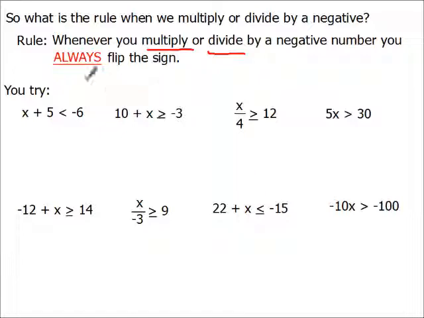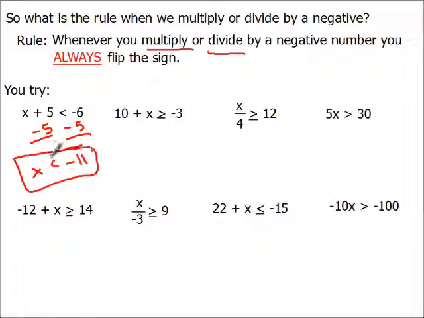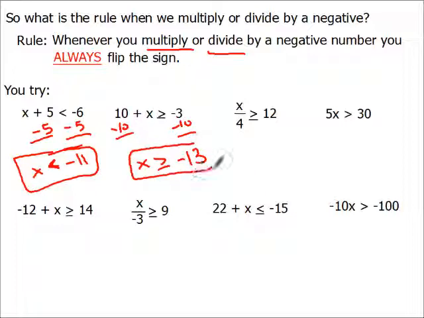Alright, let's take a look. So here you're going to subtract 5. Then we're going to get x is less than negative 11. The first thing you should always do after you do this is ask yourself, did you multiply or divide by a negative? If not, then the sign stays the same. Over here, I'm going to subtract 10. So I'm going to get x is greater than or equal to negative 13. So ask yourself, did I multiply or divide by a negative? I did not, so that stays the same.